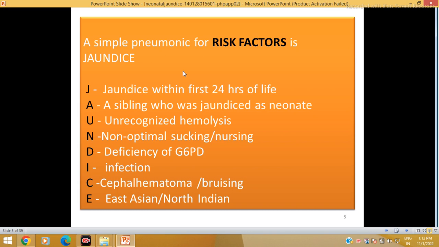Non-optimal sucking and nursing: if the baby is not taking the proper feed, the baby also has chances of jaundice. And deficiency of G6PD is also a risk factor for jaundice. Any kind of infection in the newborn also leads to jaundice. Cephalohematoma, bruising, East Asian and North Indian ethnicity are also risk factors.